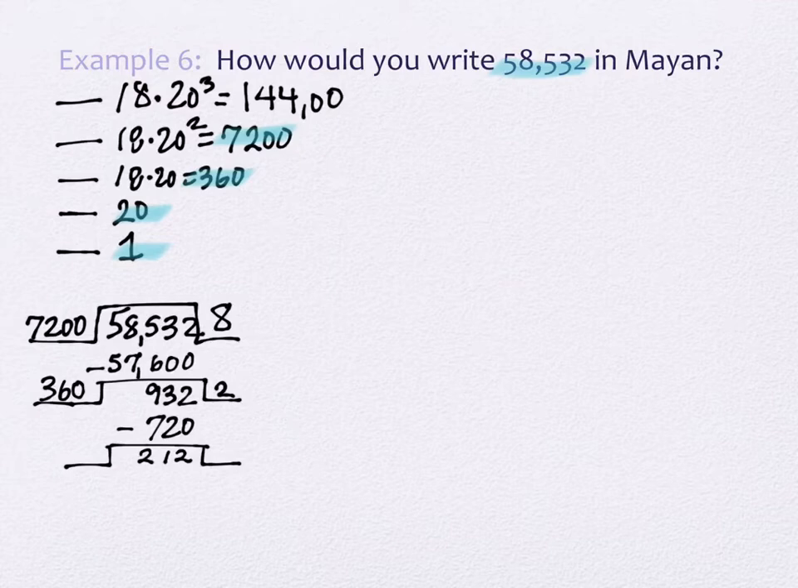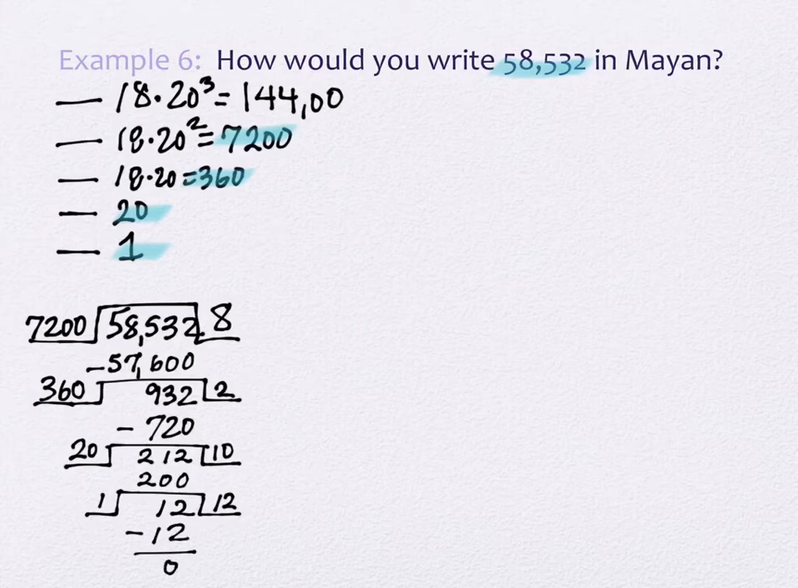20 will go into that 10 times. Yep, so now we're down to 20, and 20 will go into that 10 times. So 10 times 20 would be 200, right? Subtract to 12, and divide by 1, and 1 will go into 12 twelve times. So again, do you notice I stop when I get the 1 with a remainder of 0. I will always get a division by 1 at the end with a remainder of 0 before I stop.